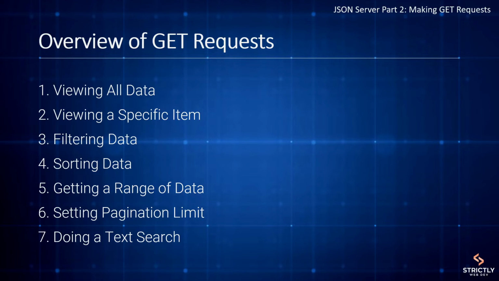So number 1, we'll review how to view all our data, which we already saw in the previous video, but we'll look at it again. Number 2, we'll talk about viewing a specific item. Number 3, filtering data. Number 4, sorting data. 5, getting a range of data. 6, setting a pagination limit. And 7, doing a text search. So let's get started.